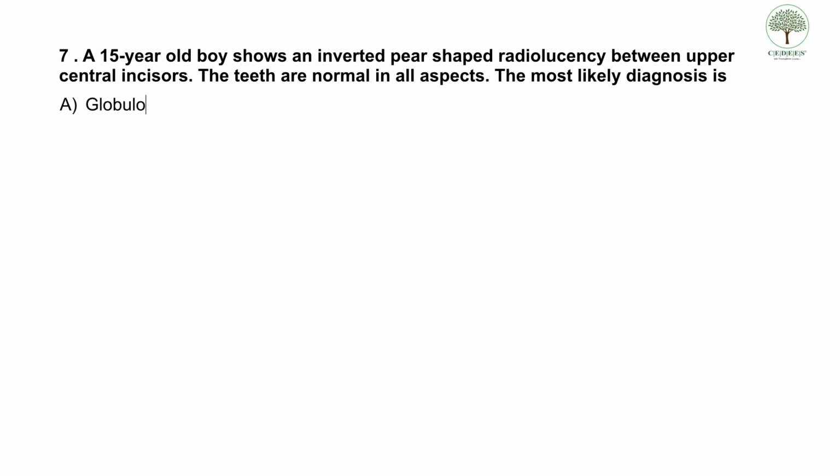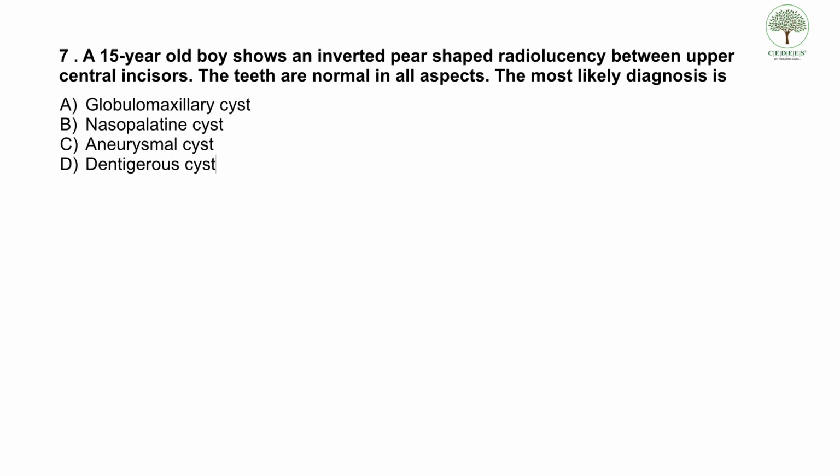The teeth are normal in all aspects. The most likely diagnosis is, and your options are option A, globulomaxillary cyst, option B, nasopalatine cyst, option C, aneurysmal cyst, and option D, dentigerous cyst. The correct answer here is nasopalatine cyst.